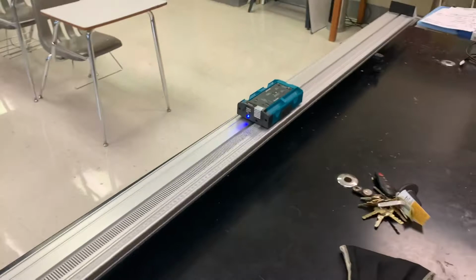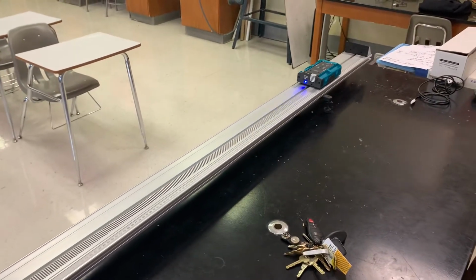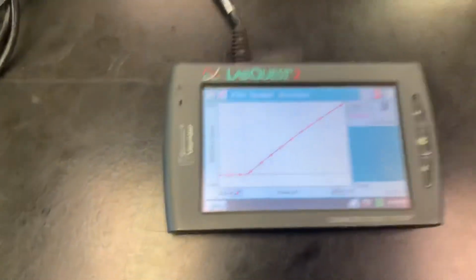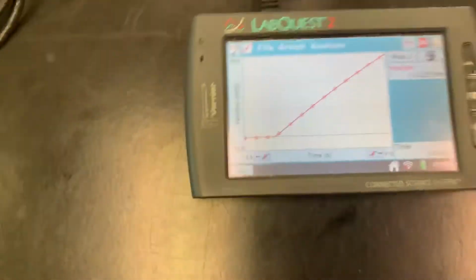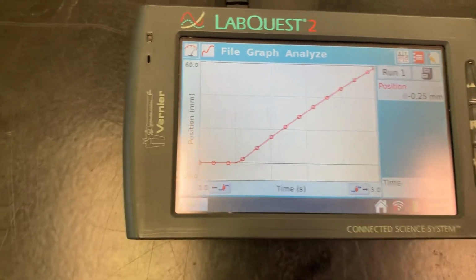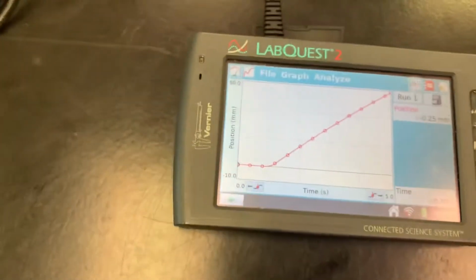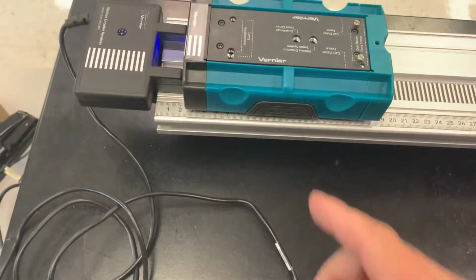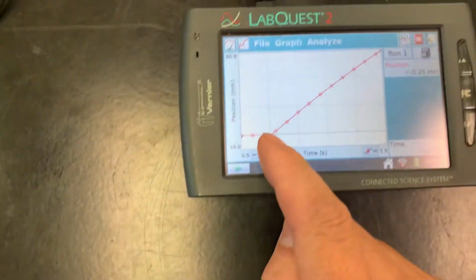And there's our cart moving down the track. Okay, and we can now get a nice little graph here. You'll notice the very beginning of the graph is showing a flat line. What that's showing is just that time at the very beginning of the trial where the cart was sitting here. Before I hit the button, it took about a second for me to get up here and move the cart. So right in that little flat spot, that's not moving.